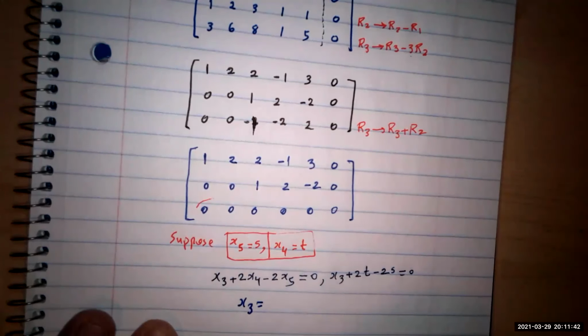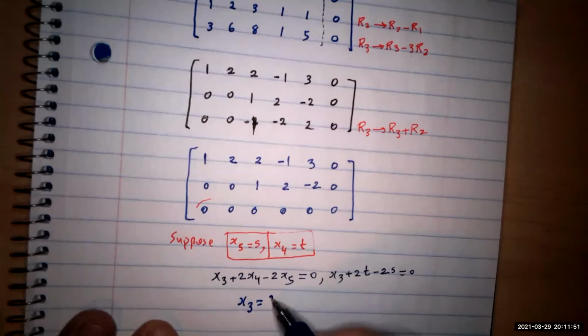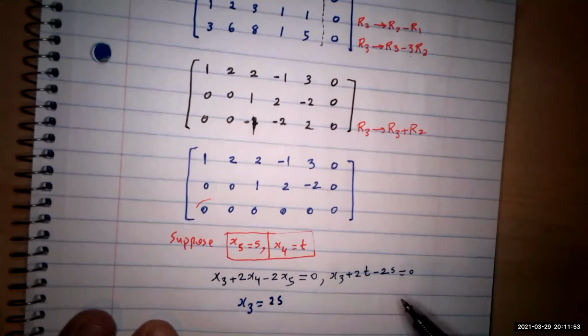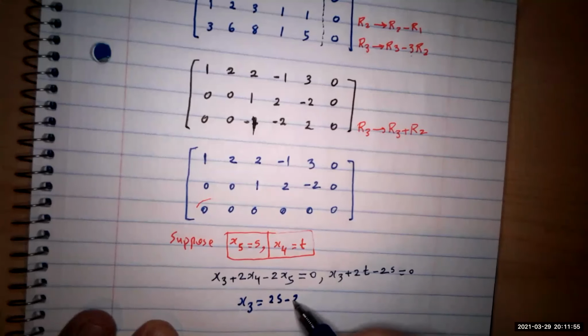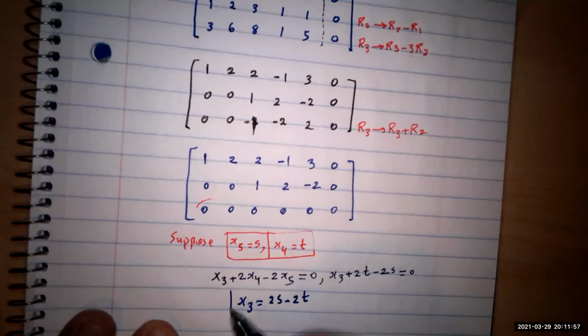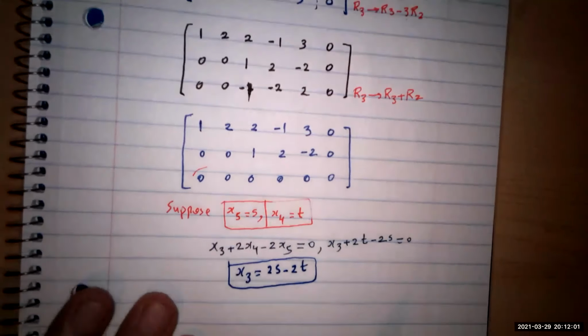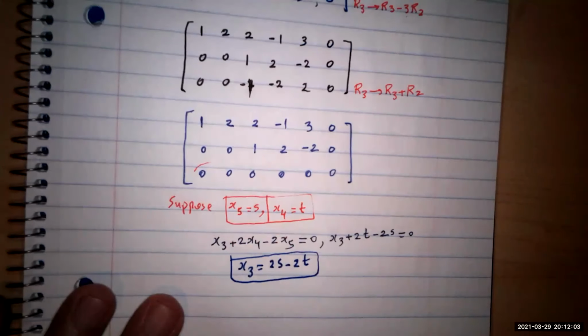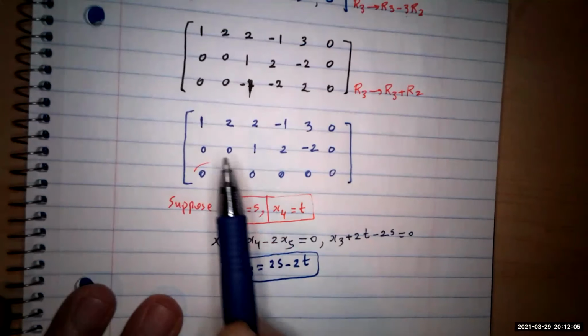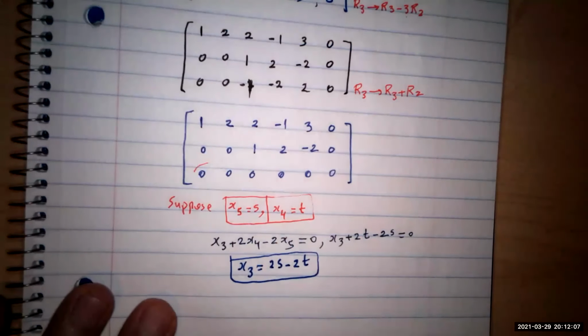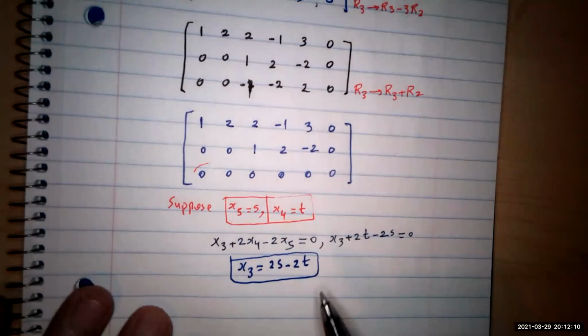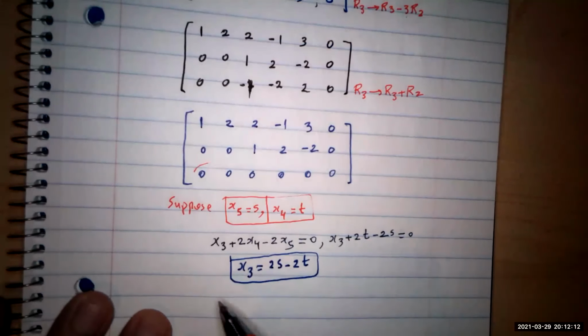So in this case, I got x3. I move this one to the other side, so that gives me 2s minus 2t. There you are. So now I have 3 of the variables. If I go to the first one, I have to take another one to be free.